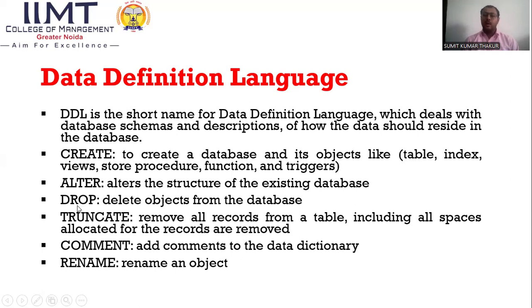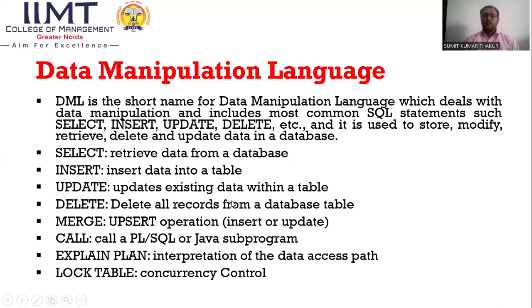Now we have a different command, drop, which deletes objects from the database. Truncate removes all the records from a table, including all spaces allocated for the records. Then comment adds a comment to the data dictionary, as we have defined the data descriptions. Then rename, you can rename the object. These are all the commands which come under the data definition language, which is used to define the structure of the table or database.